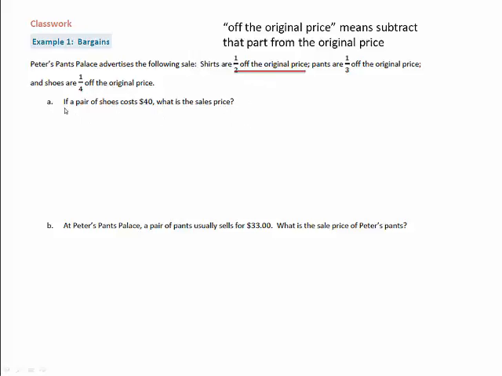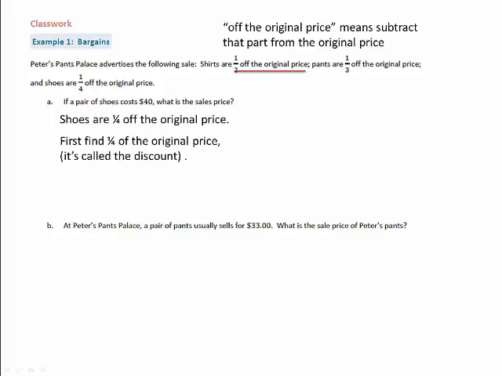So let's take a look at part A. If a pair of shoes costs $40, what is the sales price? The sales price is what we get after we take off a discount. So shoes are 1/4 off the original price. So we want to find 1/4 of 40.